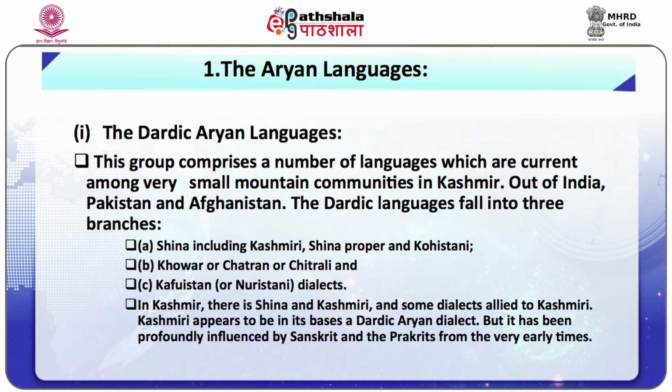This branch can be further classified into 3 sub-branches: Shina, which includes Kashmiri Shina and proper Kohistani; Chitral or Khowar or Chitrali; and the third one is Kafiristan. Dialects Shina and Kashmiri, along with some dialects allied to Kashmiri, are spoken in Kashmir, and it appears that Kashmiri is the base of the Dardic Aryan dialect. In view of most of the scholars, Dardic is merely a branch of Indo-Aryan, as these Dardic dialects are largely on the edge of extinction. The only recognized national language of the Indian Union is Kashmiri, spoken by at least 20 lakh people.